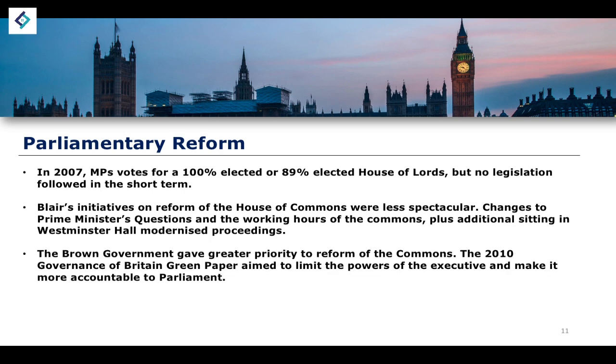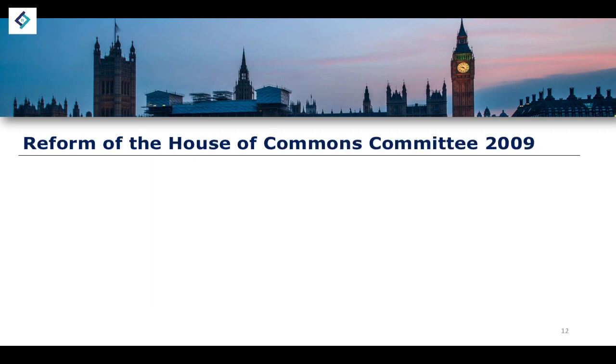The Brown government gave greater priority to reform of the House of Commons. The 2007 Governance of Britain Green Paper aimed to limit the powers of the executive and actually make it more accountable to Parliament. So, of course, the wrestling and the back and forth that is had between Parliament and the government. So, when we think about the House of Commons, we've also seen some reforms, or at least recommendations for reforms, since 2009.